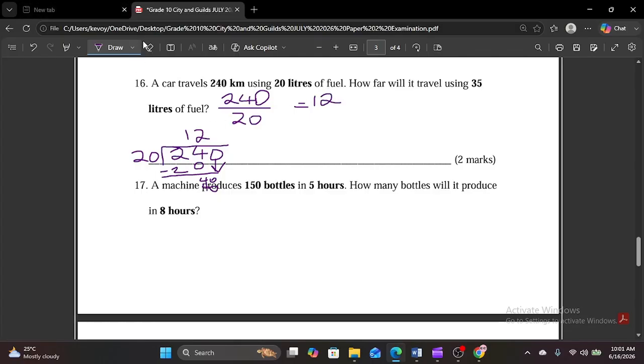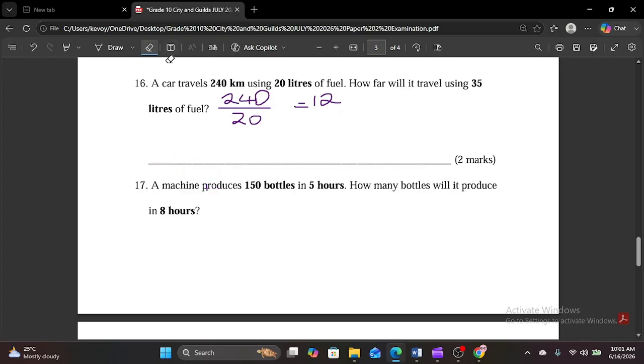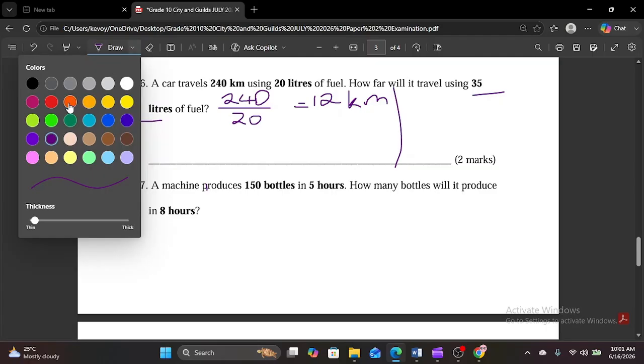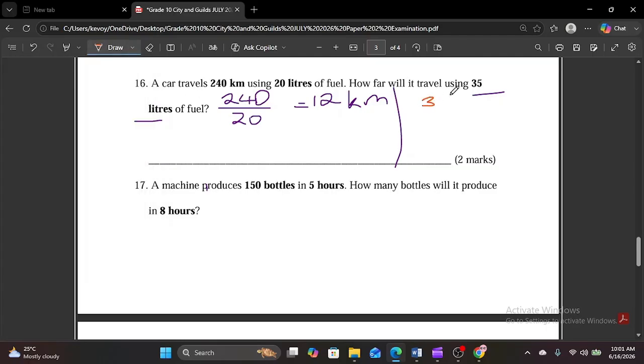All right, so that means that for 1 liter it will travel 12 kilometers. That's exactly what this is saying. So if it travels 12 kilometers using 1 liter of fuel, if you have 35 liters of fuel, all you have to do is multiply 35 by 12. And that's exactly what we're going to do in order to get our final answer. So that's going to be 35 times 12.